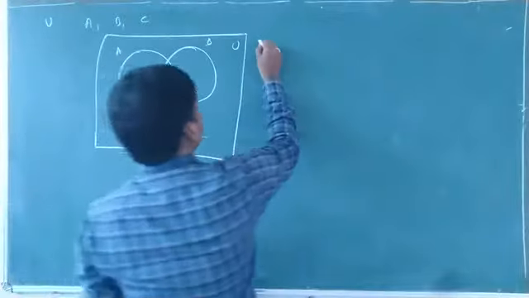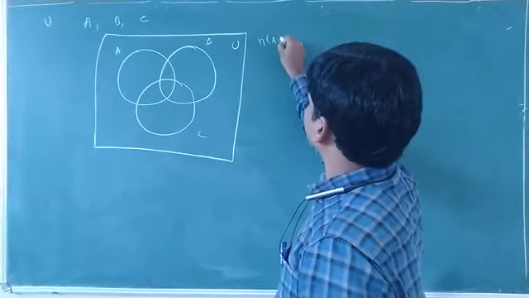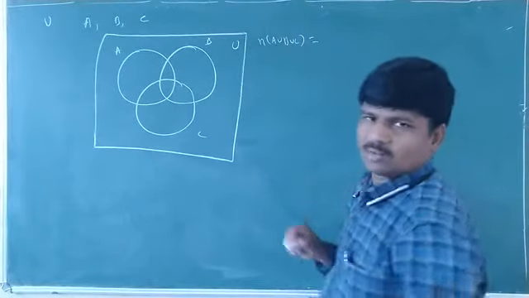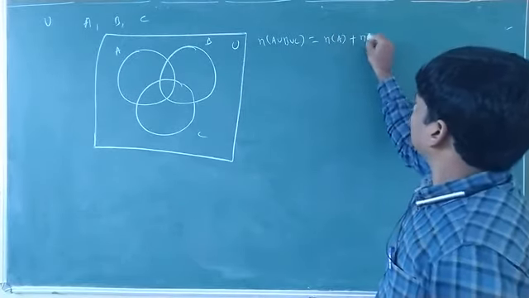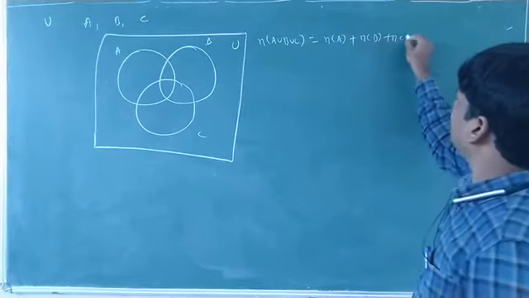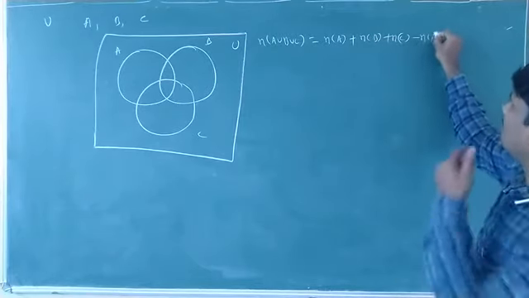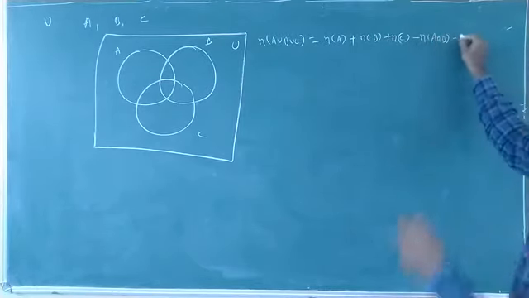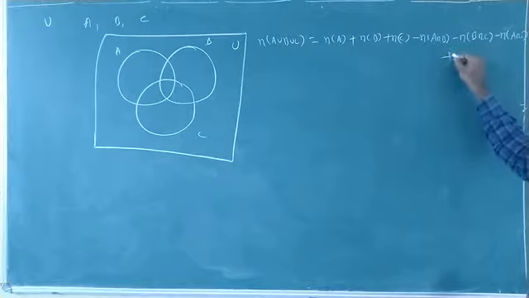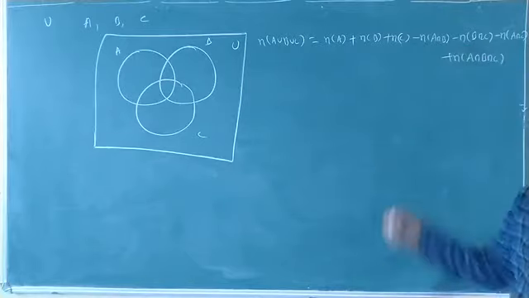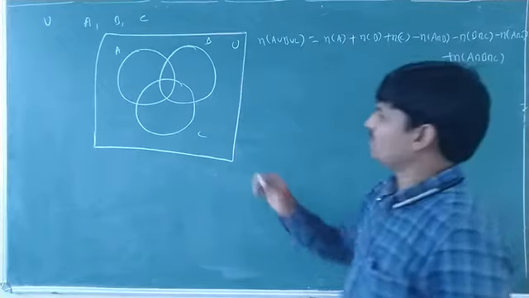So here, what about A union B union C? Number of A union B union C is equal to number of A plus number of B plus number of C minus number of A intersection B minus number of B intersection C minus number of A intersection C plus number of A intersection B intersection C. It is the formula. I already explained about this one.